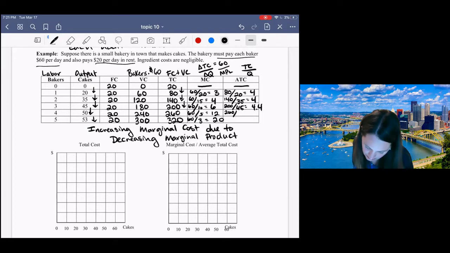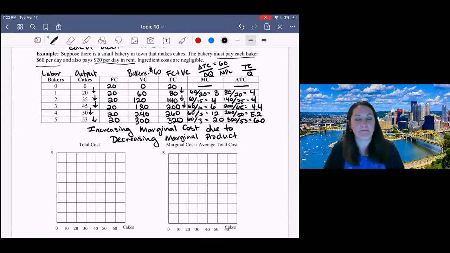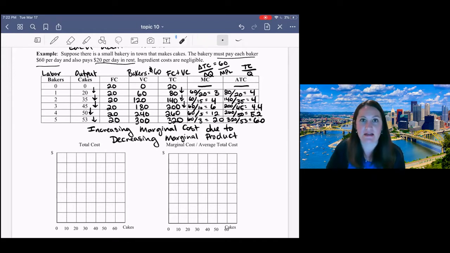260 over 50 is 5.2, and 320 over 53 is 6. All right. So we've got our average total cost and marginal cost and total cost all calculated in the table. And in the next video, we're going to take these numbers and start to talk about how we can use that information to describe the firm's behavior.